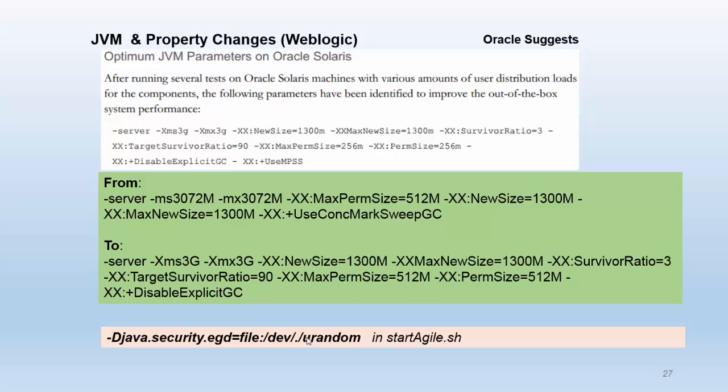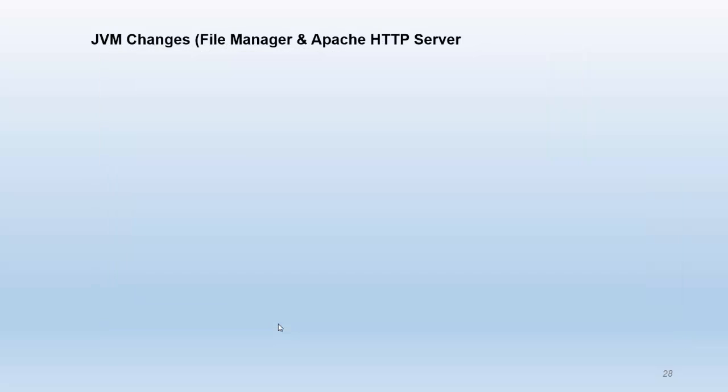You can read more on that one, but this is what I put in the start Agile file, where they are referring to all the Java parameters. I put them in there, and that slow console problem gets resolved.